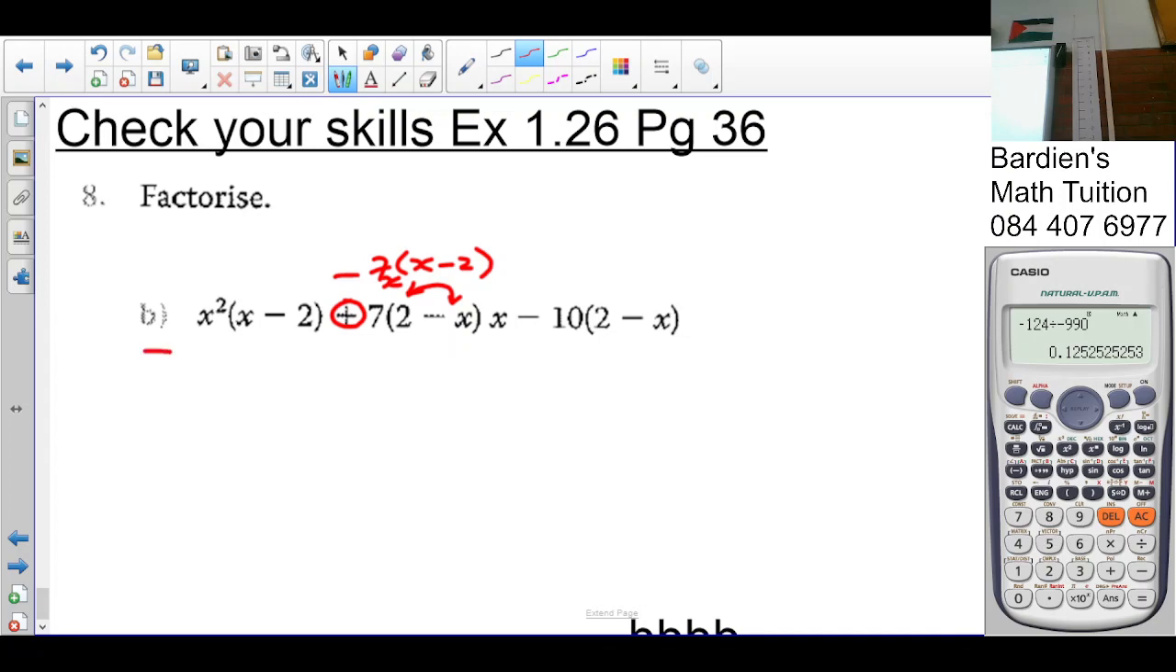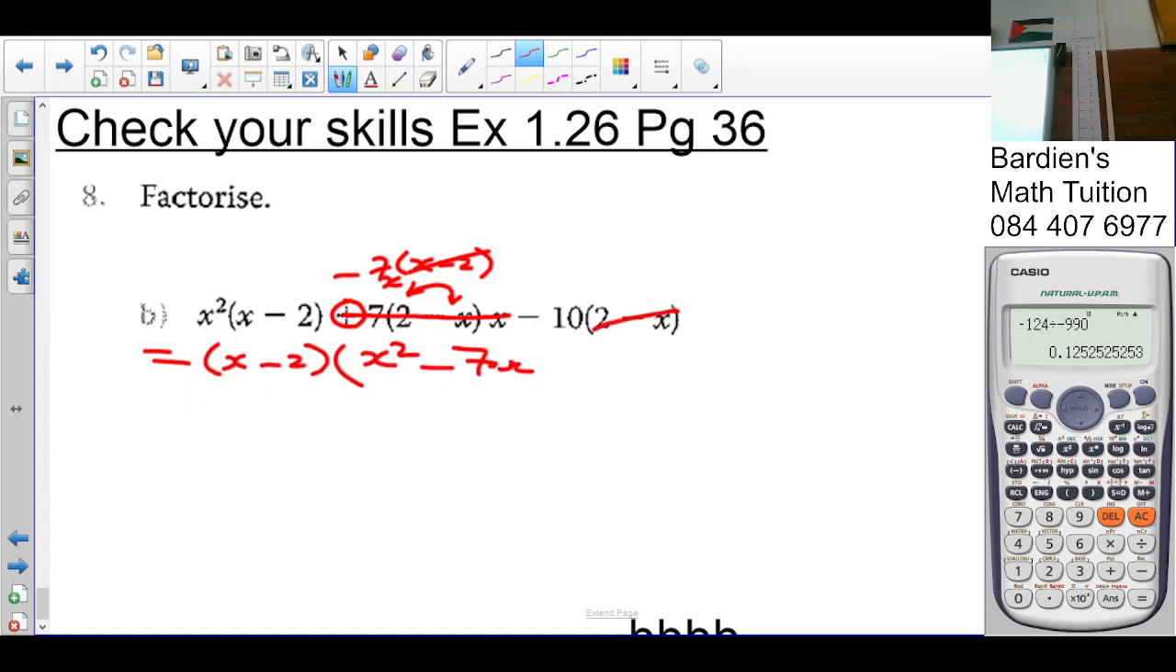So what is common now? So that is out. No? What is common? The common bracket, which is x minus 2. What are we left with? X squared minus, why do you get 10? 7x?